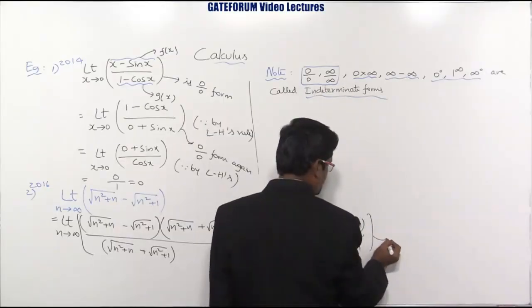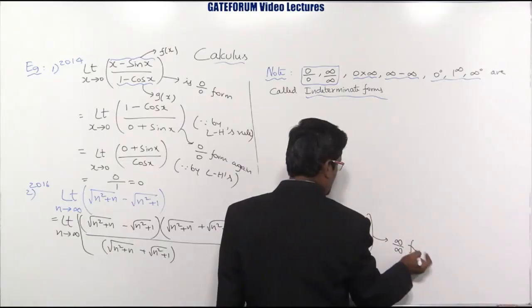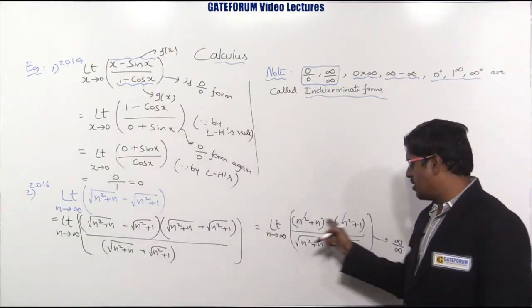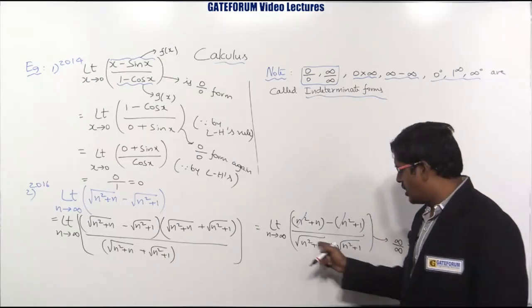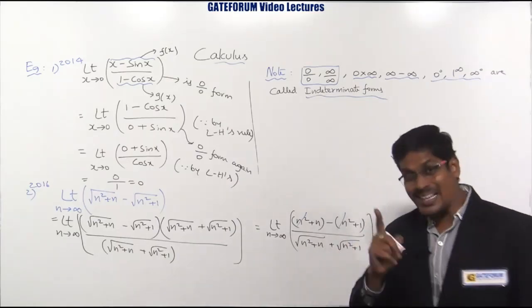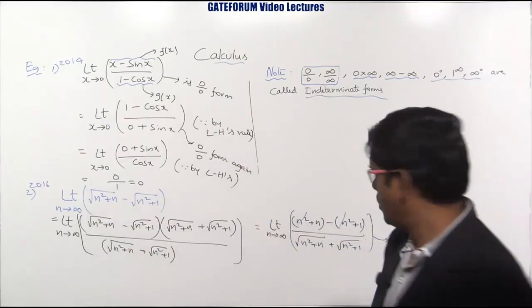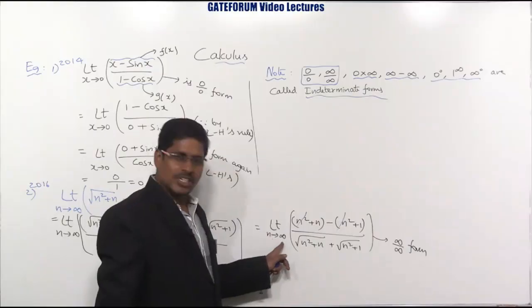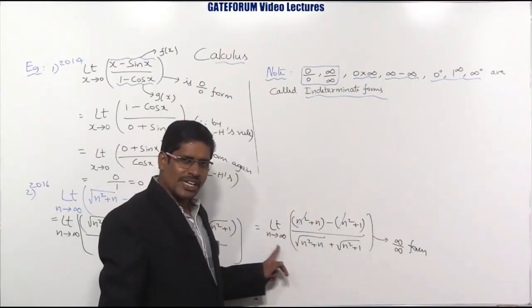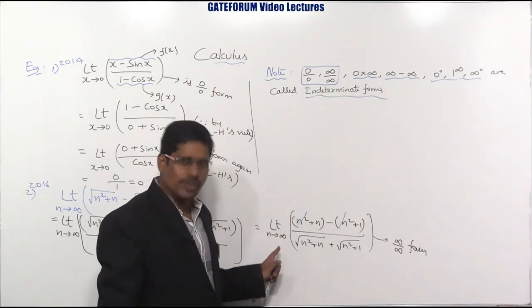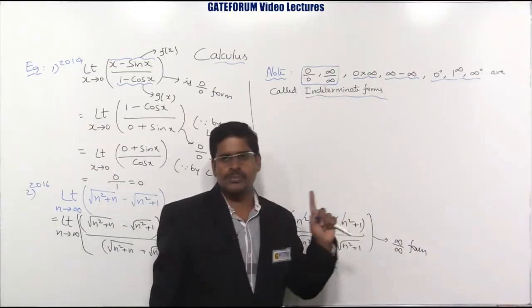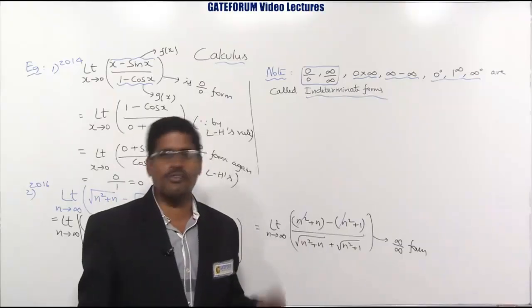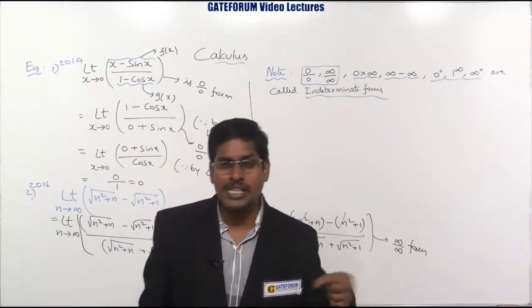So this is infinity by infinity form. You can go by L'Hospital rule, finding the derivative of the numerator as well as the derivative of the denominator with respect to n, because n is the variable. Or else, when the variable tends to infinity, that means limit x tends to infinity, n tends to infinity, in such problems, convert all terms into inverse form, reciprocal form.